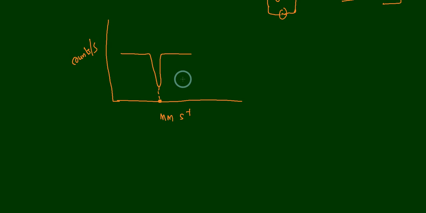So Mössbauer spectroscopy is a very powerful technique, especially in the case of iron samples. It's a very powerful spectroscopic technique in order to predict the oxidation state, spin state, ligand environment, etc. So this is how Mössbauer spectroscopy works, and this is the core principle behind Mössbauer spectroscopy. I hope you understood this.